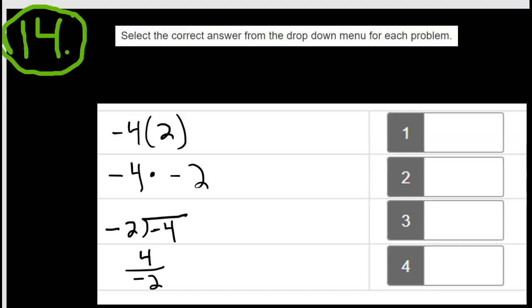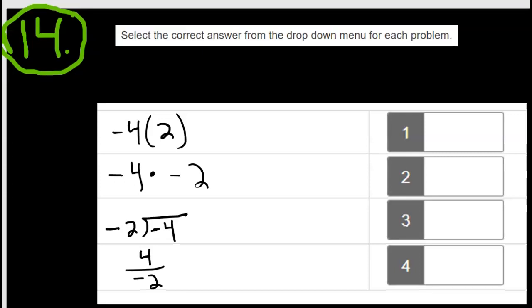Okay, this is multiplication and division and different ways of presenting that same kind of operation. This one here is multiplying, right? So this is really 4 times -2. Now, 4 times 2 is 8, but how do you know if that's a positive or a negative product?